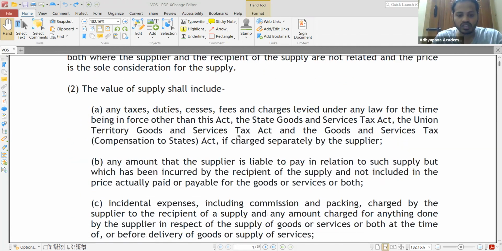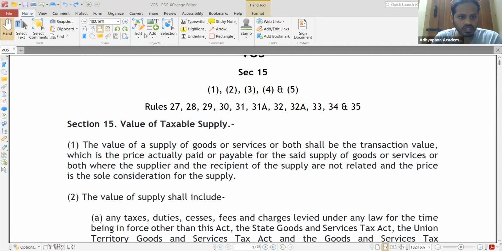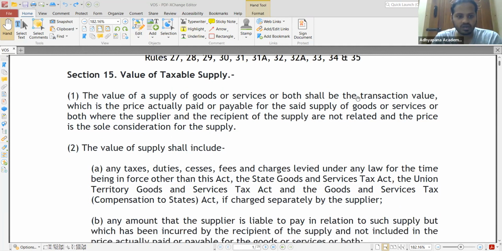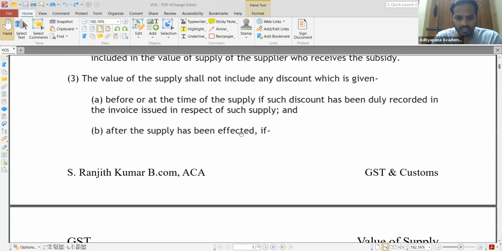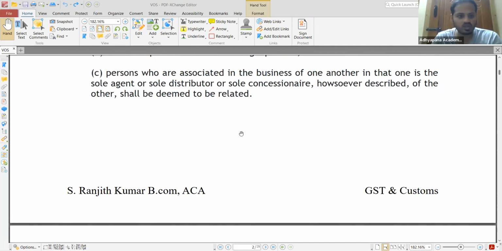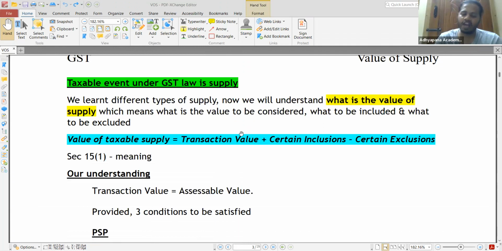It's covered under section 15 of the CGST Act. There are five subsections, and the rules with respect to the 5 subsections are rule 27 to rule 35. That will be covered in the class. This is what they have drafted in the Act, and this will basically be our class notes. So we'll understand what is value of supply.